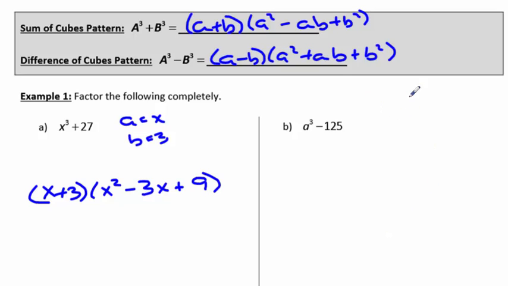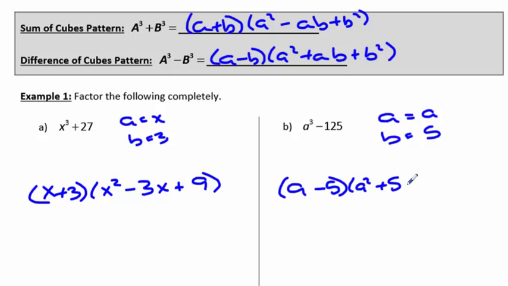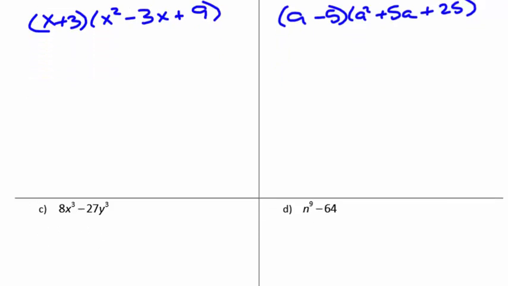In part B, a is going to be a, since a cubed is a cubed, and b is going to be 5, since 5 cubed is 125. This one's a difference, so it's going to factor into a minus 5 times a squared plus 5a plus 5 squared, or 25. Let's look at the next two.